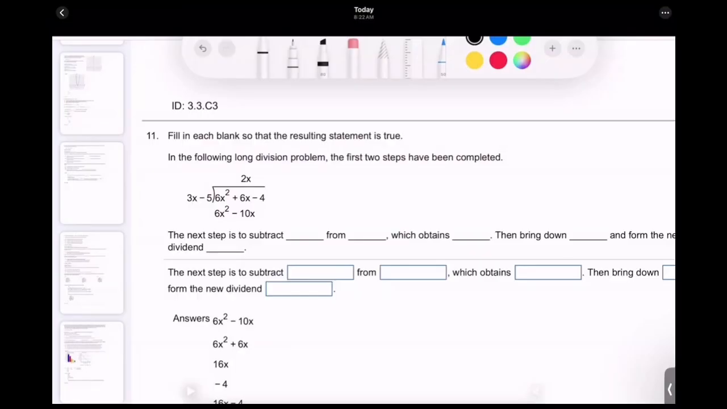So how do we bring it down? There you go. Boom. Somebody said it. We bring it down. Okay? And then what we end up with down at the bottom is 16x minus 4. See that? That's what I ended up with right here. Boom.